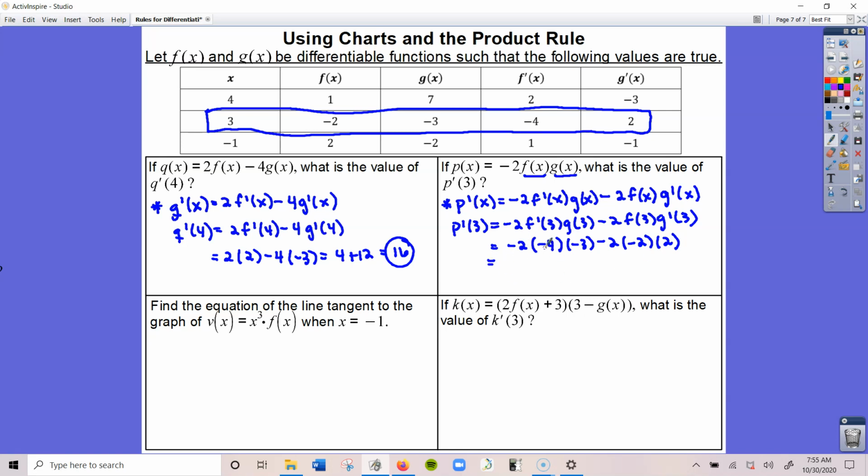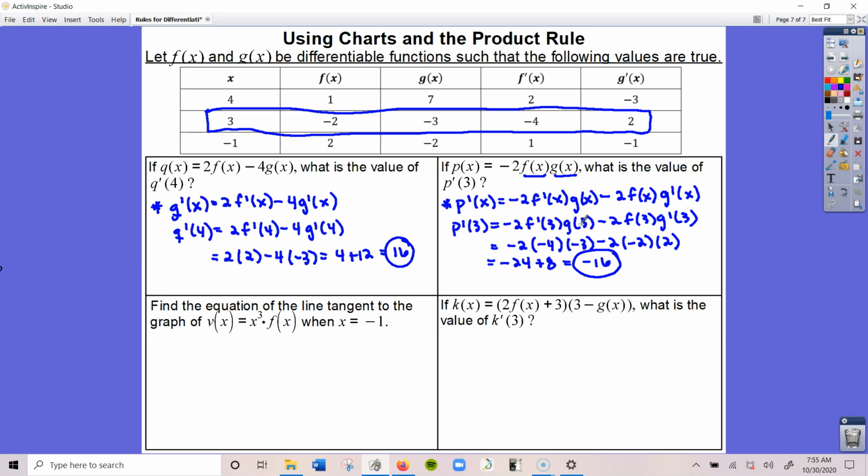Negative 2 times negative 4 is a positive 8, times negative 3 is negative 24. Negative 2 times negative 2 is a positive 4, times 2 is a positive 8. And negative 24 plus 8 is equal to negative 16. So that's P prime of 3.